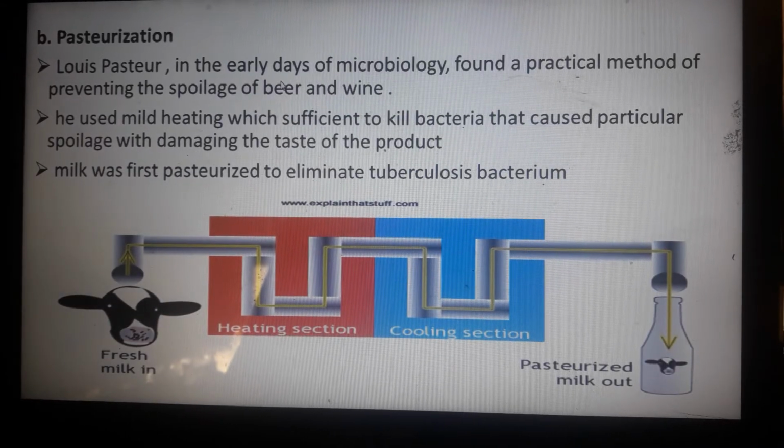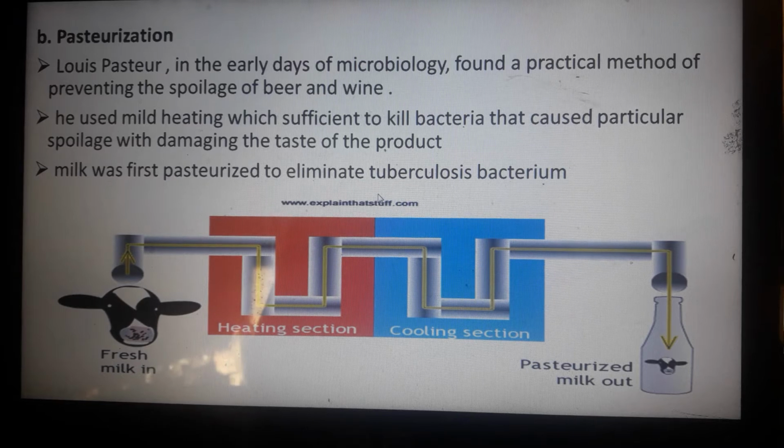Okay, so pasteurization. Louis Pasteur, in the early days of microbiology, found a practical method of preventing spoilage of beer and wine. So he used mild heating, sufficient to kill the bacteria that cause particular spoilage. Usually, milk was first pasteurized to eliminate the tuberculosis bacterium.